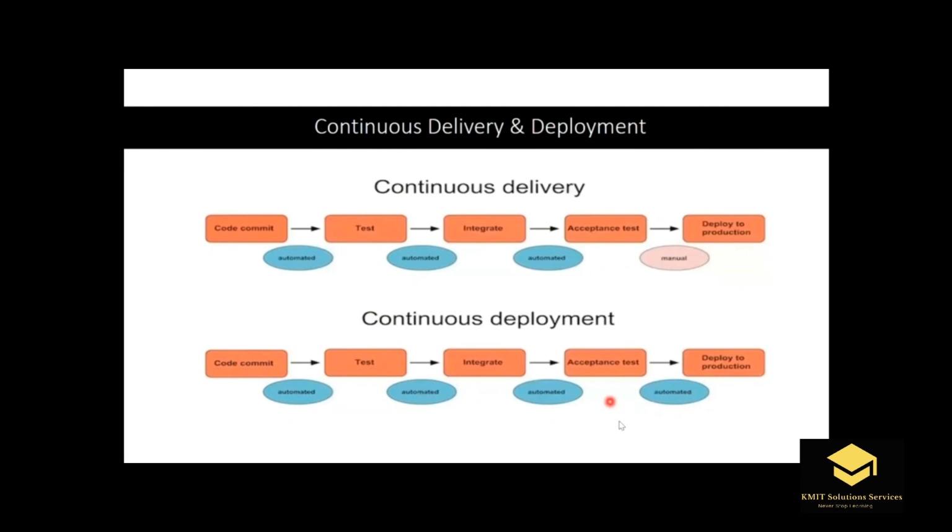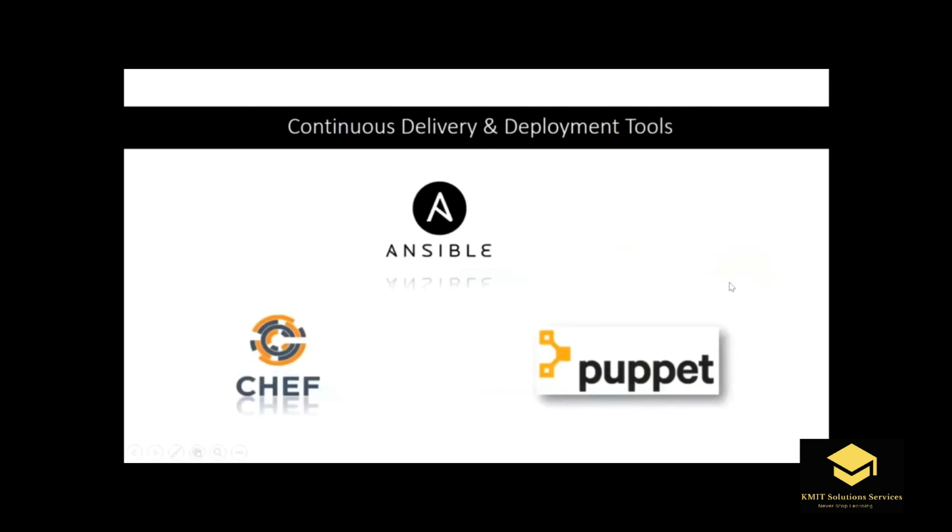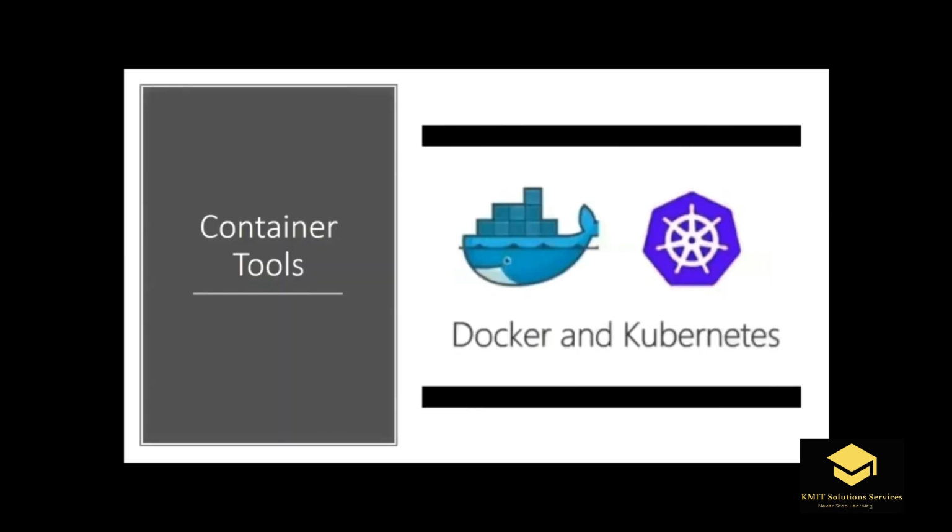All right. For continuous delivery and deployment, we use configuration tools like Chef, Ansible, and Puppet. These are the most popular tools in the DevOps process. Next are Docker and Kubernetes. Docker is an open source tool designed to create small containers on any machine. It basically has images. And Kubernetes is a powerful system for managing containerized applications.